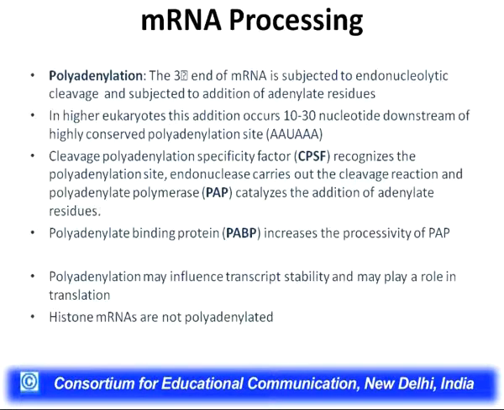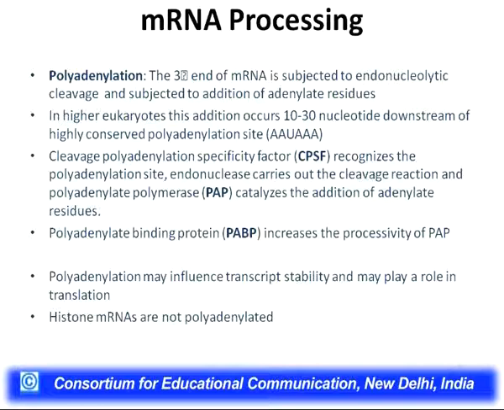The second modification which any mRNA of eukaryote undergoes is polyadenylation. Polyadenylation basically occurs at the 3' end of the mRNA, and this occurs after the primary transcript has been subjected to endonucleolytic cleavage, because whenever any gene is getting transcribed, it is transcribed much more than the original length of the gene. That is, it is transcribed downstream of the original length of the gene. So, it has to be cleaved to bring it to the proper size.